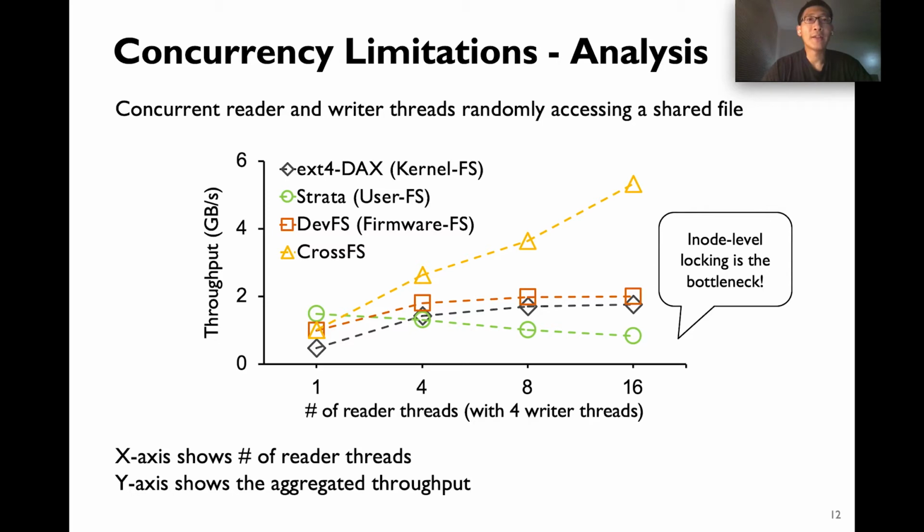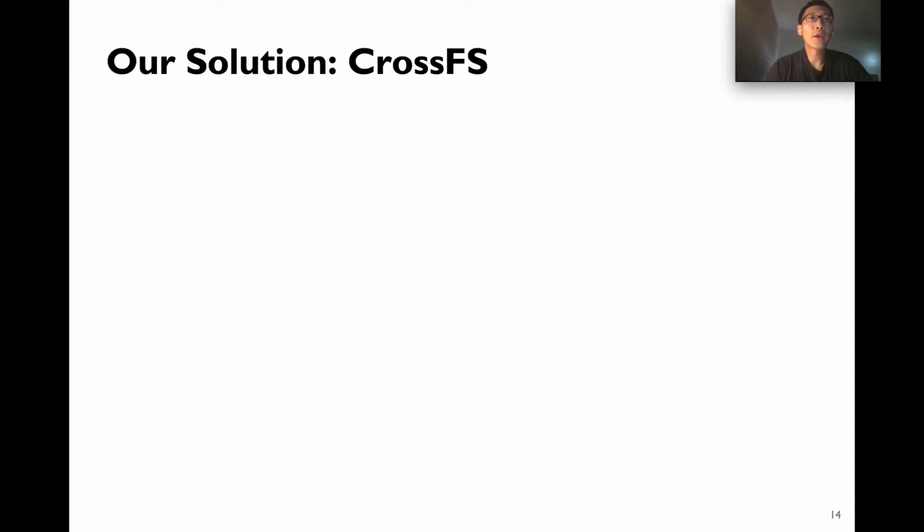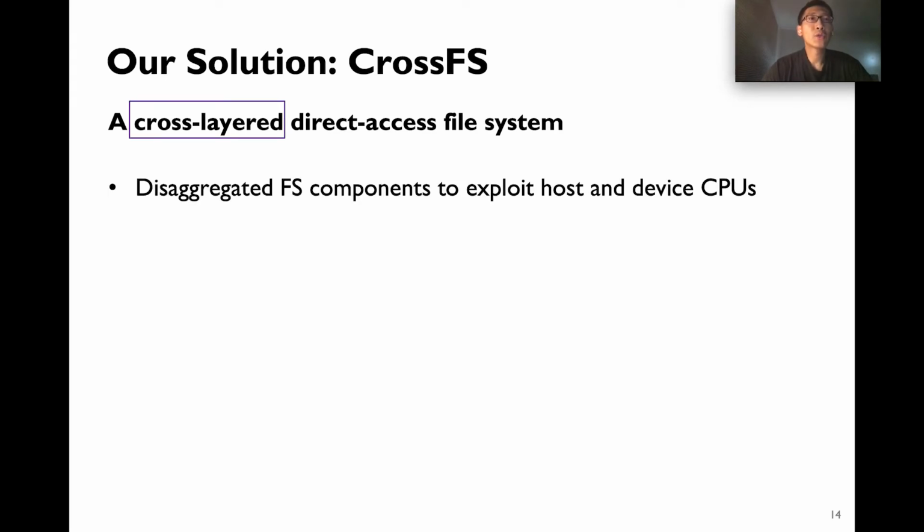However, CrossFS is able to scale because of fine-grained concurrency control. To break the limitation of current file systems, we propose CrossFS, a cross-layer direct access file system. In contrast to state-of-the-art solutions that disaggregate control plane and data plane I/O operations, CrossFS disaggregates file system components into different I/O software and hardware layers to exploit host and device CPUs.